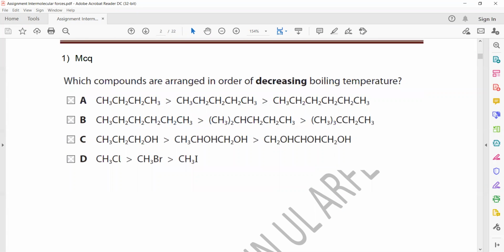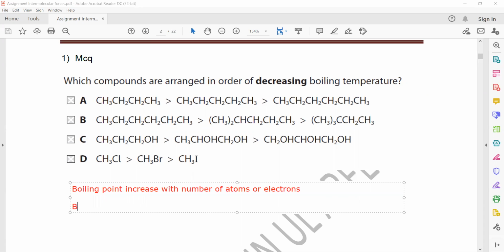In question number 1, which compounds are arranged in order of decreasing boiling point? The boiling point increases as the number of atoms or number of electrons in the system increases. So when we have more electrons, it will have a higher boiling point, or a greater number of atoms, higher boiling point.